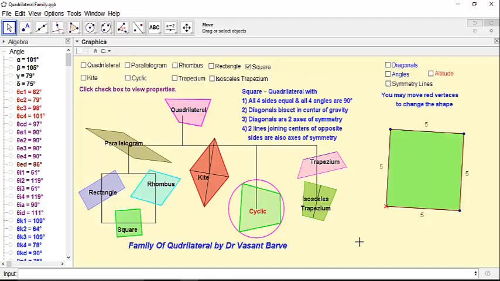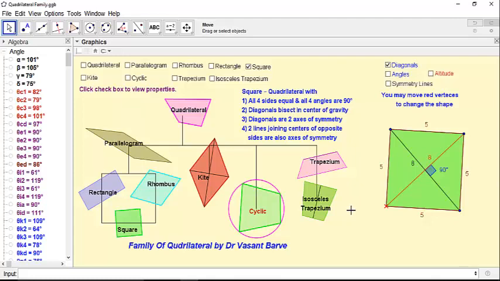See, it has all the symmetry properties. All 4 sides are equal, all 4 angles are 90 degrees. You'll see that here. Now, if you see the diagonals, you see that the diagonals are equal. They bisect each other in the center of gravity and they are meeting at 90 degrees.